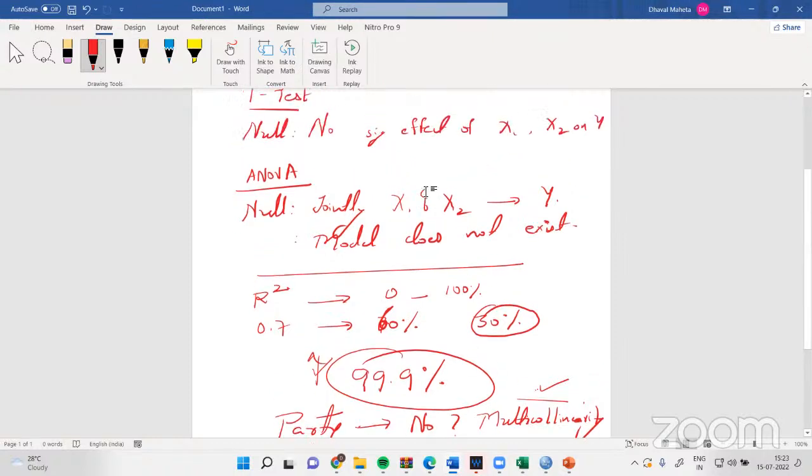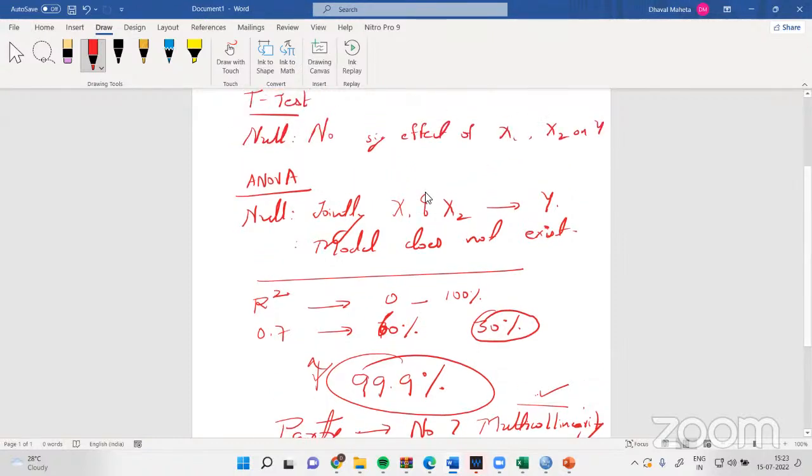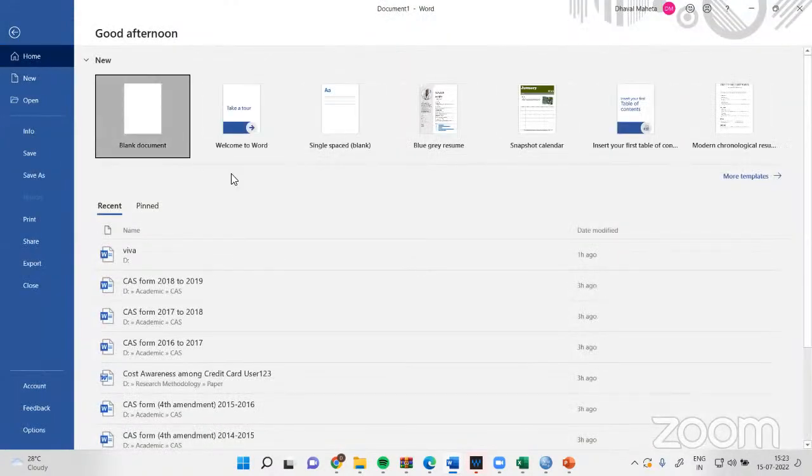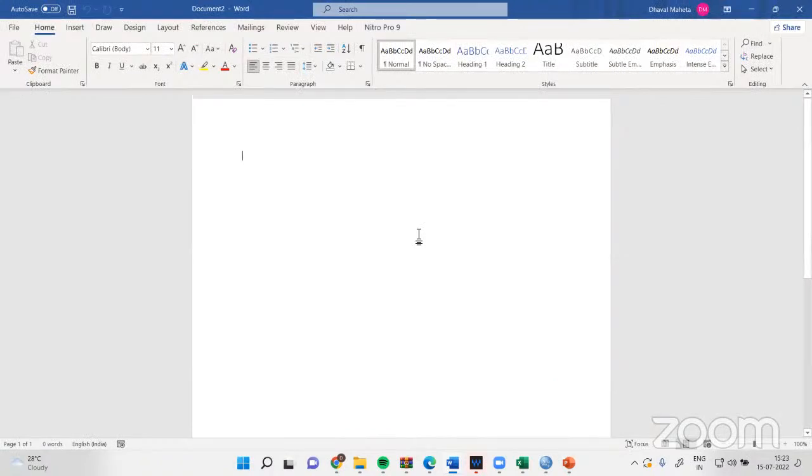Those who are still not able to understand, let me complete, sir. I will come to you. I'll give you an opportunity. Now, those who are not able to understand T test and ANOVA, one more layman example.